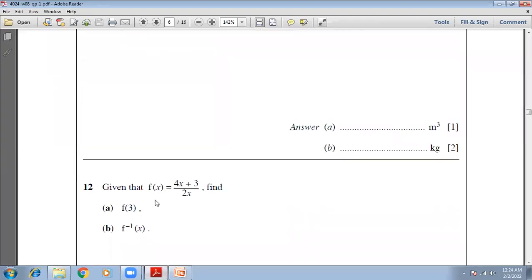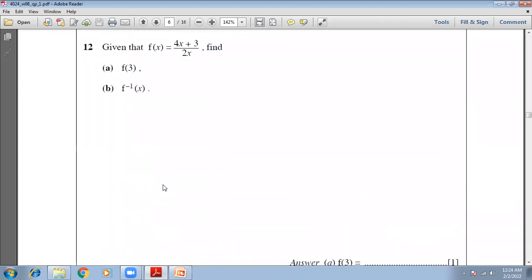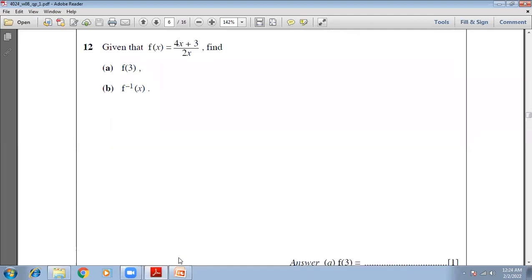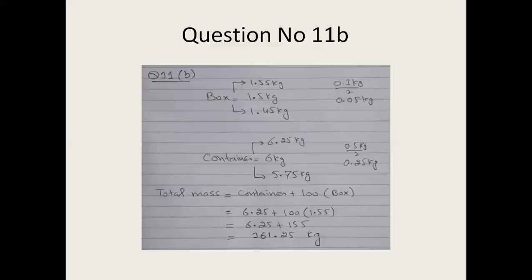Okay, so let's go to the next part. It's a 3-mark question on functions, and it says, given that f of x equals 4x plus 3, the whole thing divided by 2x, find f of 3, and the B part is find f inverse of x. Okay, so it's a very famous question, and let me show you how this is done.